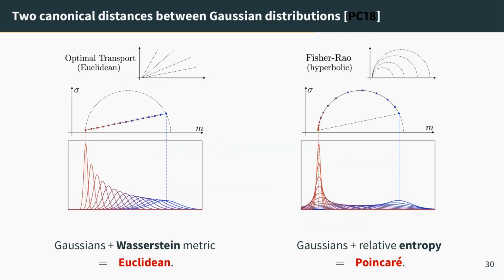And so now we've seen that just on the set of Gaussian distributions, you have at least two canonical distances. Basically, looking at Gaussians plus the Wasserstein metric, it's Euclidean geometry. And looking at Gaussians with a relative entropy, it's hyperbolic Poincaré geometry. Okay, that's fine. For me, it's a very strong motivation to study both. But maybe that's because I'm a mathematician.